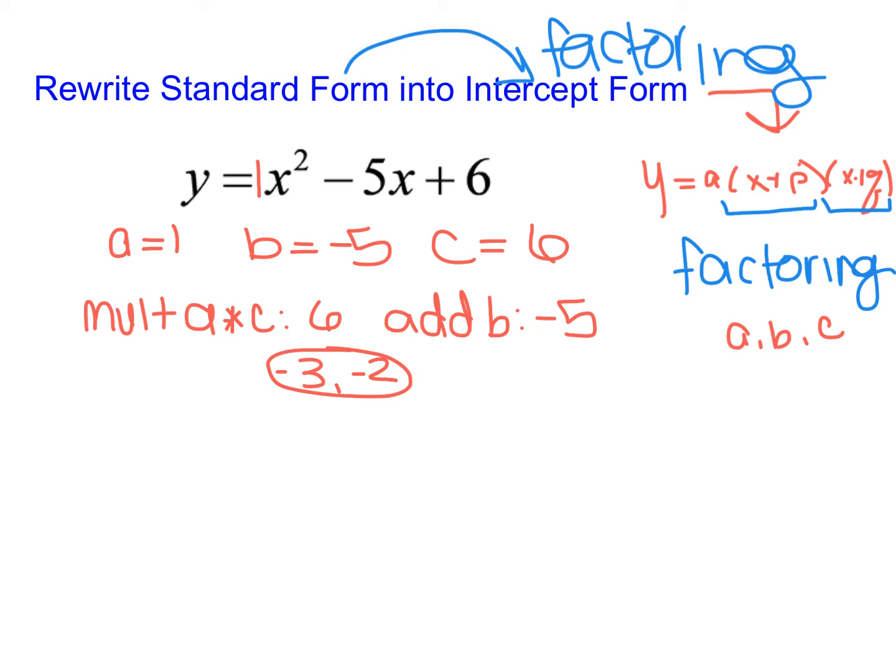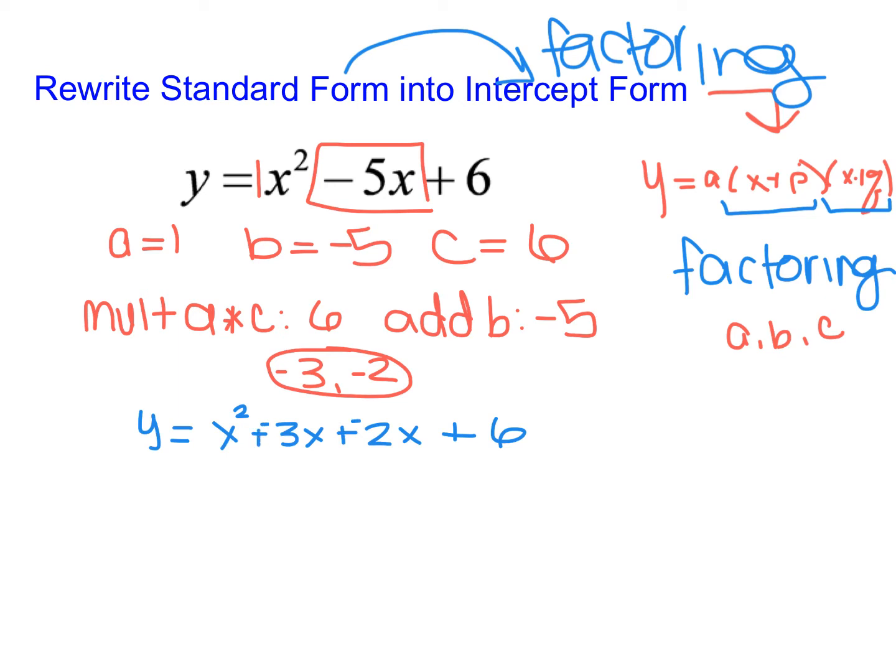So what I'm going to do is rewrite my middle term, just like I did during the factoring unit, using that -3 and -2. So here we have y equals x squared, or 1x squared if you prefer. Then I'm rewriting that -5x to be -3x, -2x, plus 6. And don't be afraid to use keep, change if that helps you as well.